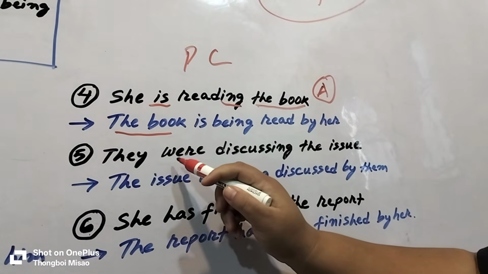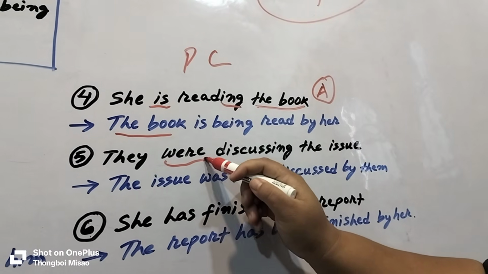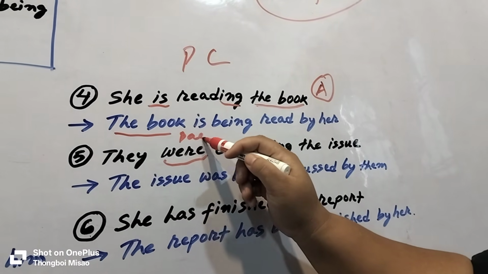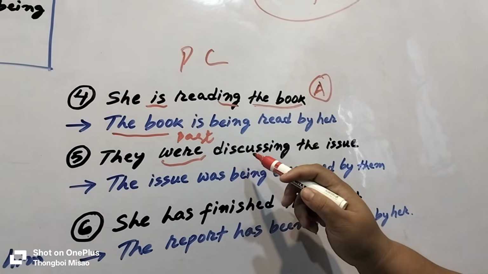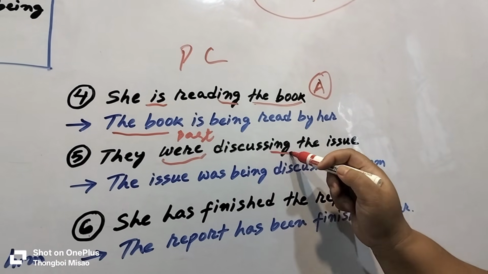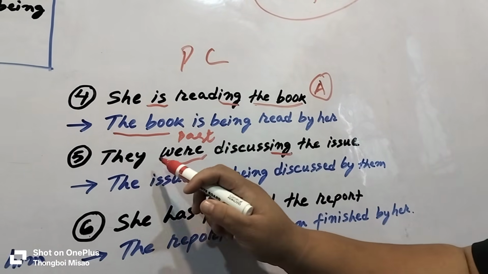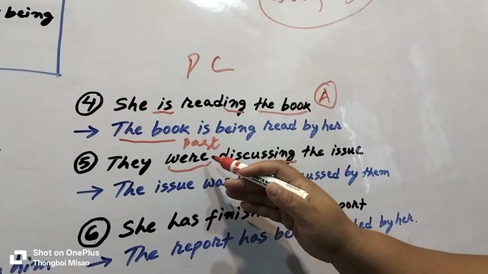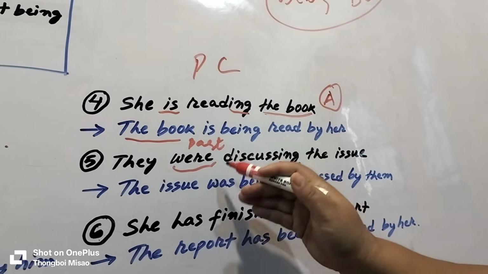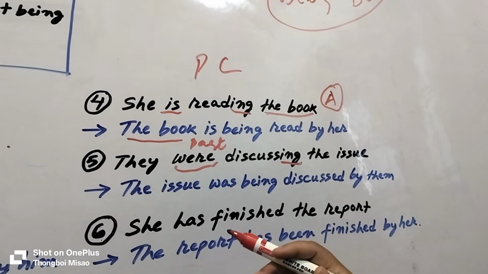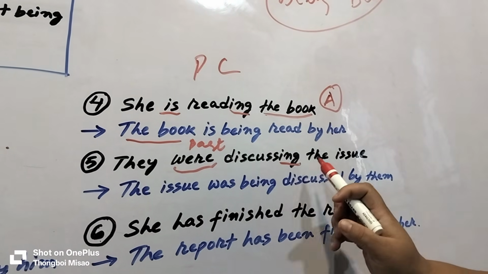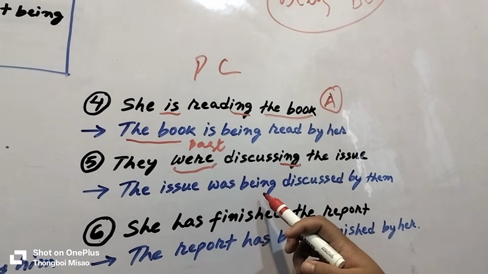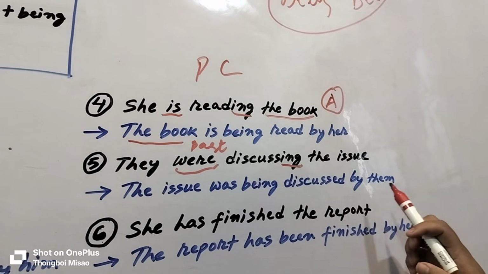They were discussing the issue. Were discussing with -ing is past continuous tense. In passive voice: the issue was being discussed by them.